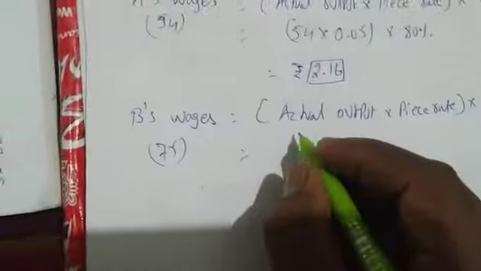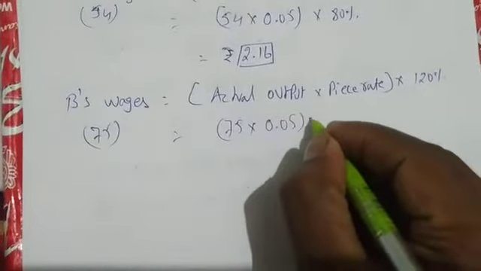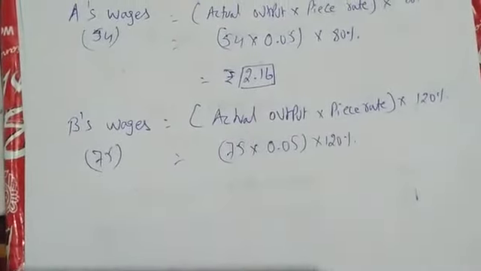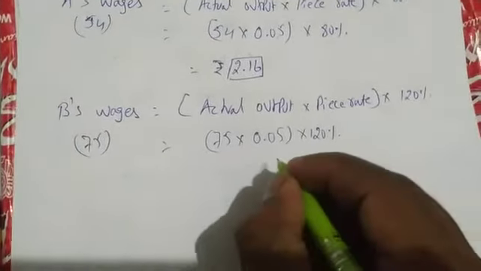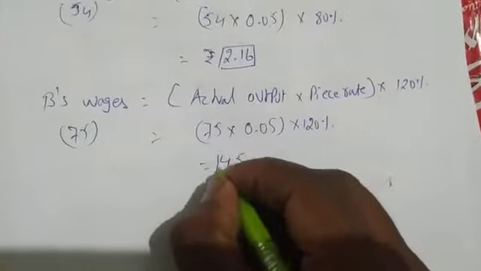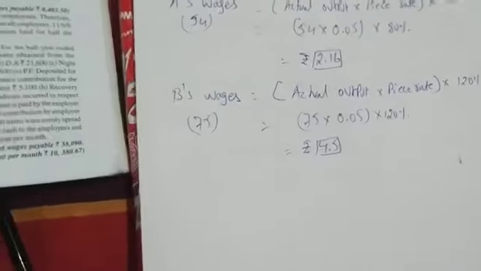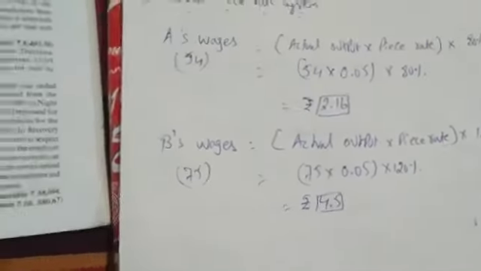Okay. So actual output is 75 into piece rate, which will remain the same, 0.05, into 120%. So 75 into 0.05 into 120%. We are getting 4.5 rupees. So B will earn rupees 4.5. Yes, got it. So simple.